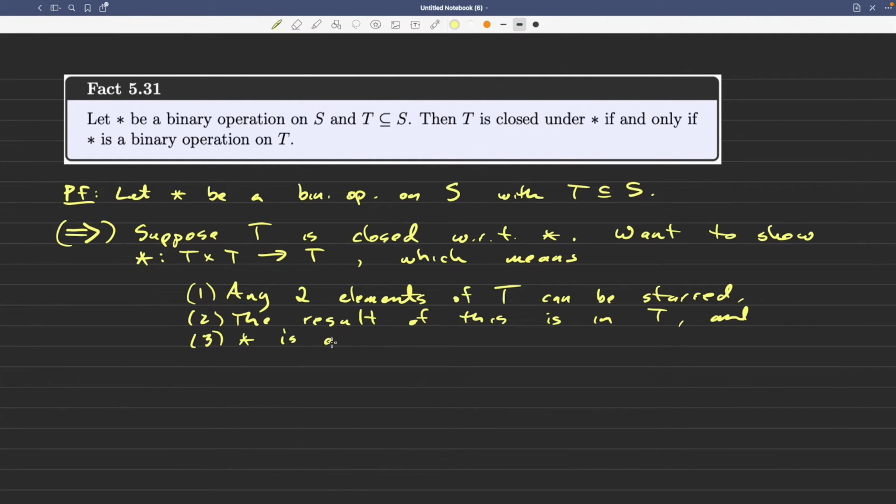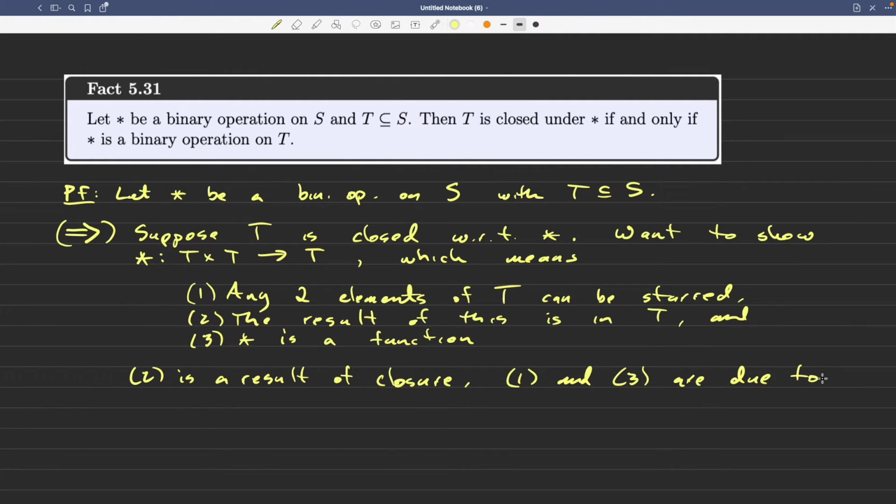Let's just say it this way, star is a function. If you think about it, all these things are clearly true. I could star any two elements of S, so I certainly can star any two elements of T, because T is a subset of S. The result of this is in T is true because that's closure. We assumed that T was closed with respect to the operation, so if I star any two things in T, I get back something in T. And then the last bit also is true just because star already was a function. So 2 is a result of closure, and 1 and 3 are due to star being a binary operation on S. So we're good to go.